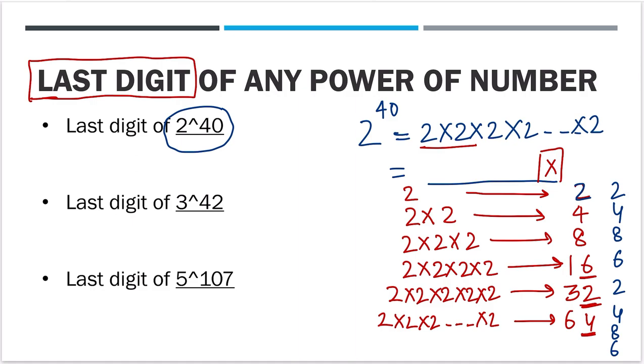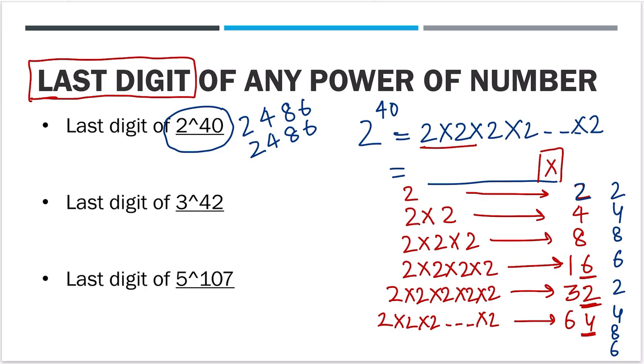You understand? So if they ask you 2 raised to power 1, the last digit will be 2. 2 square or 2 raised to power 2, the last digit will be 4. Then 2 raised to power 3, 8, 2 raised to power 4, 6, 2 raised to power 5 again 2, 4, 8, 6. So there is always a pattern 2, 4, 8, 6, 2, 4, 8, 6, and so on.